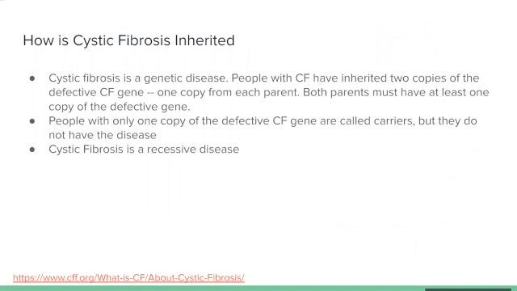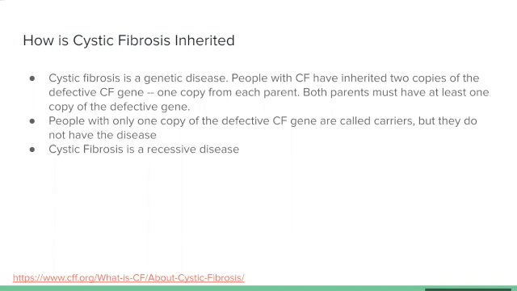It's bunched up in one little circle. Cystic fibrosis is a genetic disease. So people with cystic fibrosis have inherited two copies of the defective gene. One copy comes from each parent. Both parents must have at least one copy of the defective gene, but sometimes they can have two copies of it, which causes cystic fibrosis. People with only one copy of the defective gene are called carriers, but they do not have the disease.